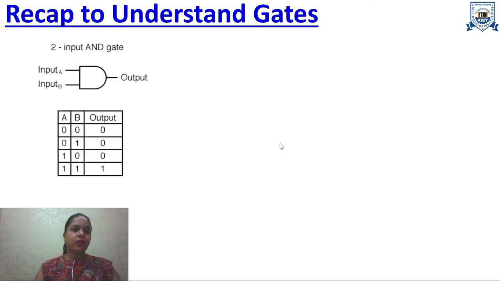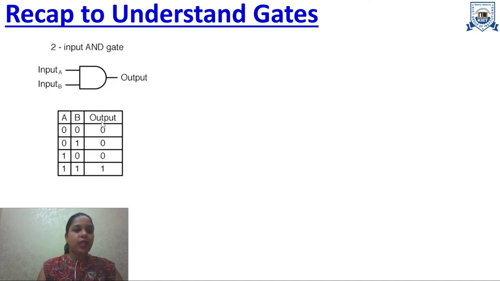So the first gate is AND gate. AND gate is having two inputs and one output. And the symbol for AND gate is this. Now the truth table for the AND gate is, if there are two inputs, the possible inputs will be 0, 0, 0, 1, 1, 0 and 1, 1.